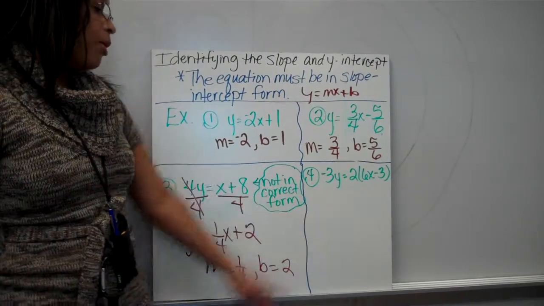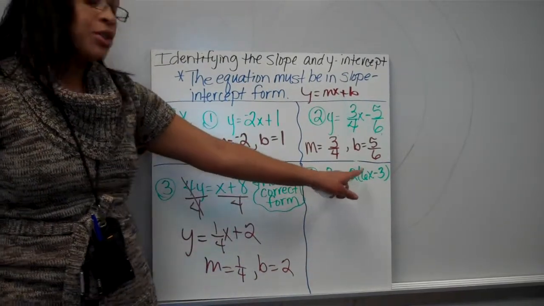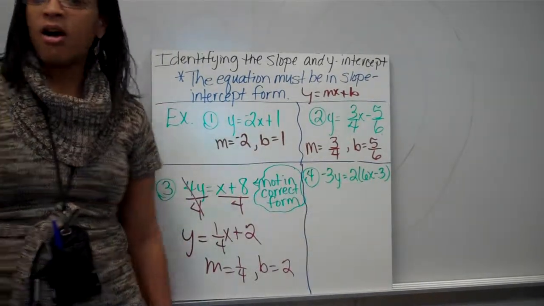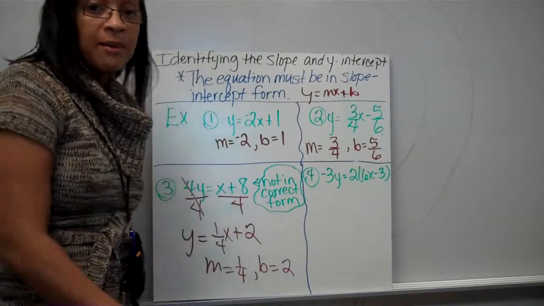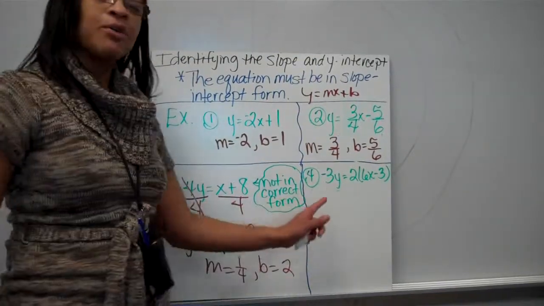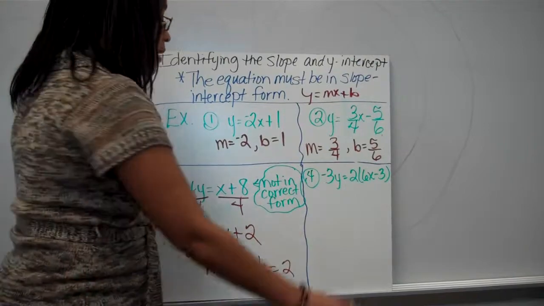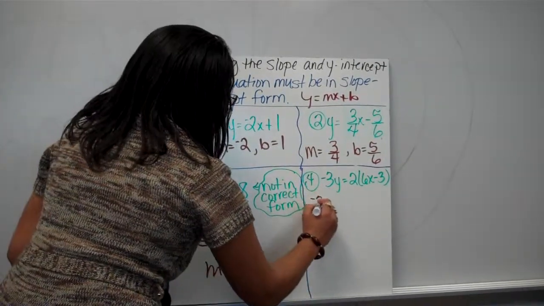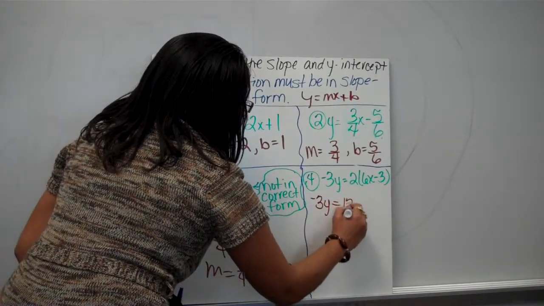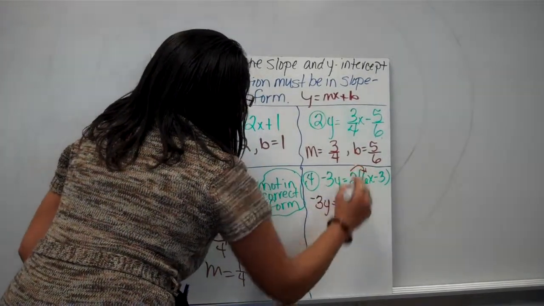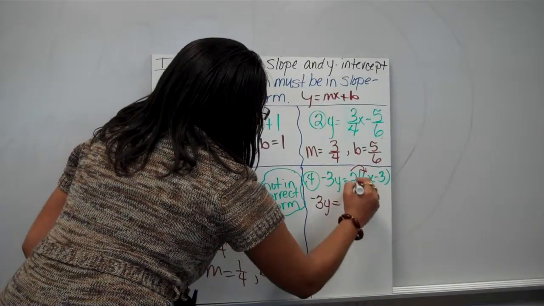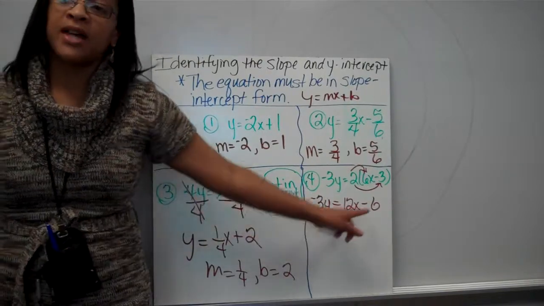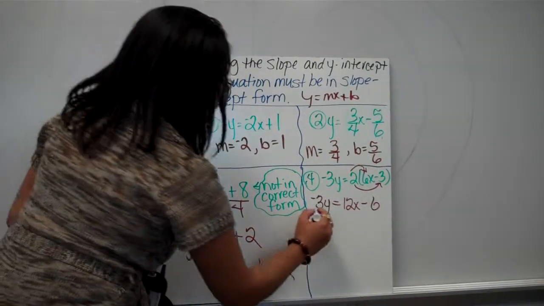In example number 4, negative 3y equals 2 times the quantity 6x minus 3. That is also not in correct slope-intercept form. To put this in the correct slope-intercept form, I would have to first distribute the 2. So that would give me negative 3y equals 12x, because I will multiply this, minus 6, and I will multiply that. Then I would have to divide both sides by negative 3.